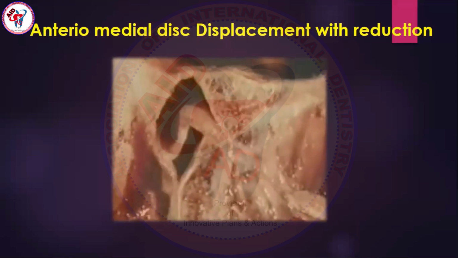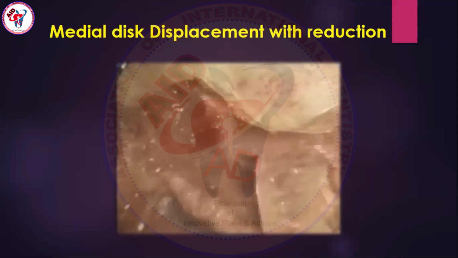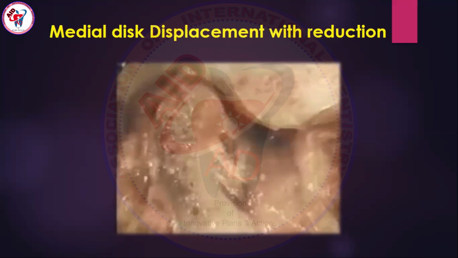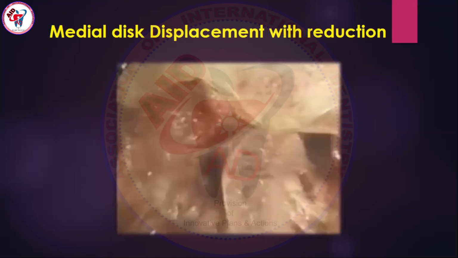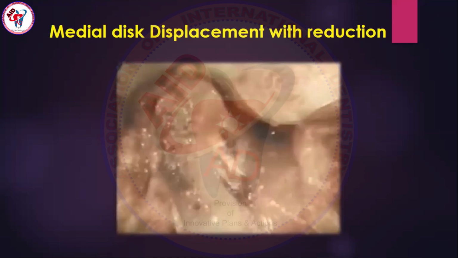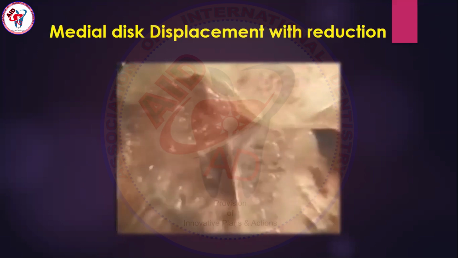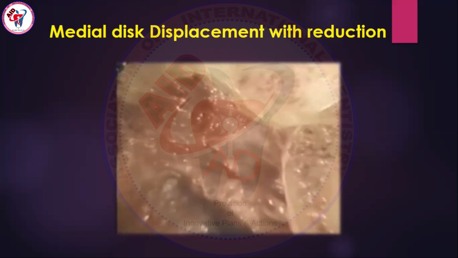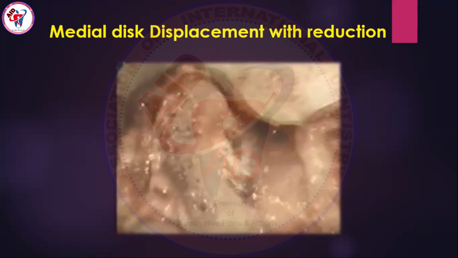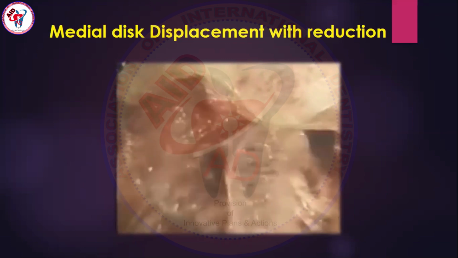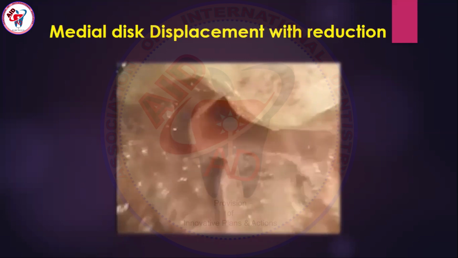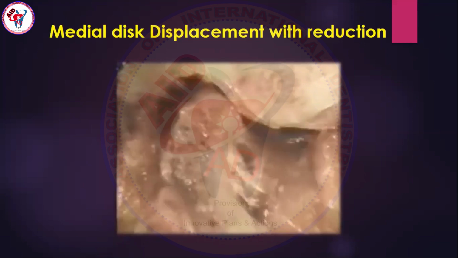Now there is one more stage, and this stage is a very annoying one. At this stage, the whole of the disc is shifted to the medial side. The disc is not present on the anterior aspect. When closed, the whole disc moves inside, and the condyle is abrading the surface of the glenoid fossa. When it comes back, it stays for a while, and again it shifts to the medial side.